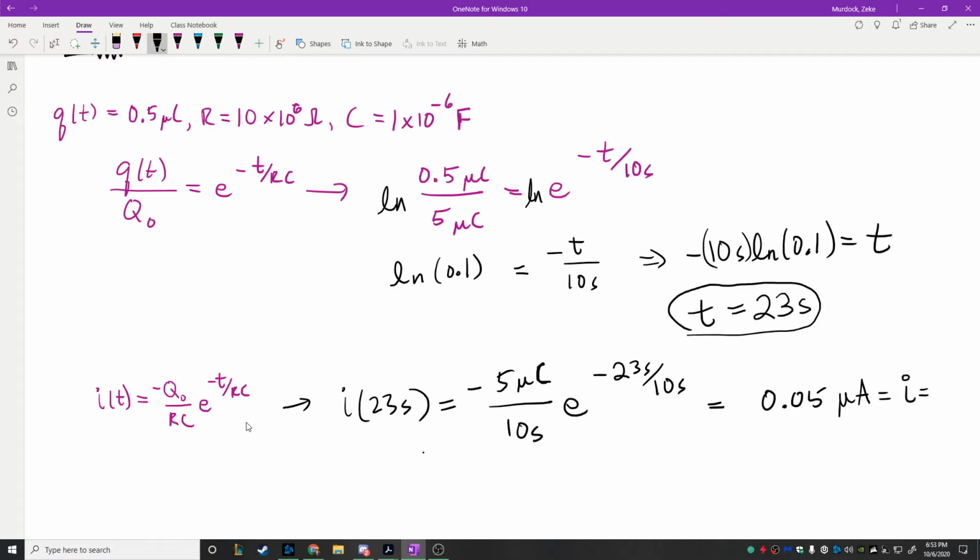And there was a negative sign here, so I should include that, I guess, but it really just tells us direction when we're talking about current. I of t. That's the current at 23 seconds.